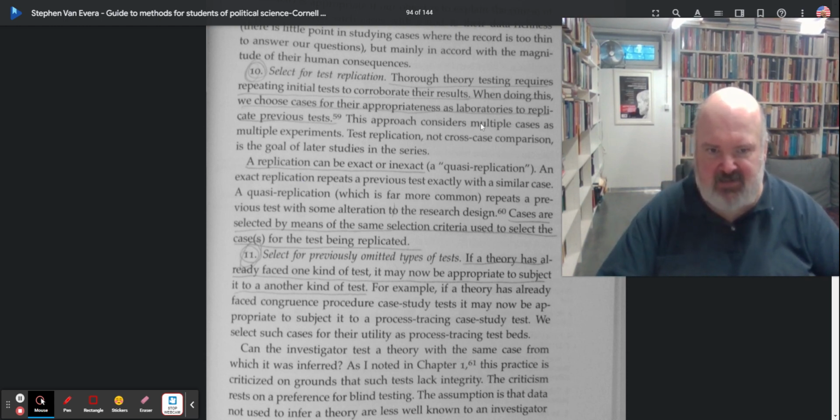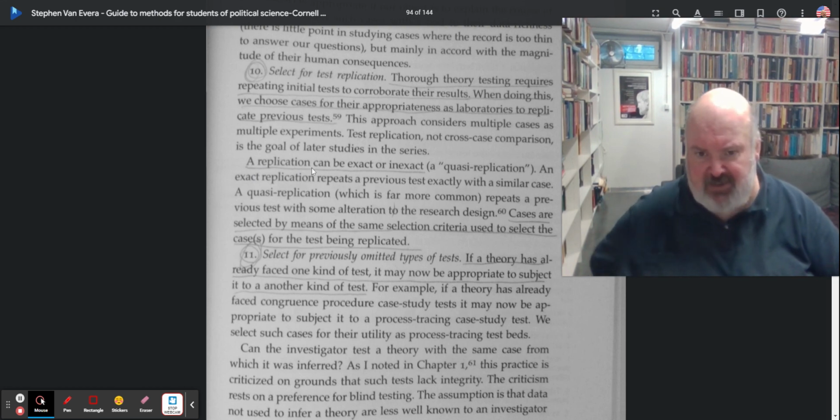This approach considers multiple cases as multiple experiments. Test replication, not cross-case comparison, is the goal of latter studies in this series. So just remember, we're a laboratory of replications of tests. We're looking for replications.